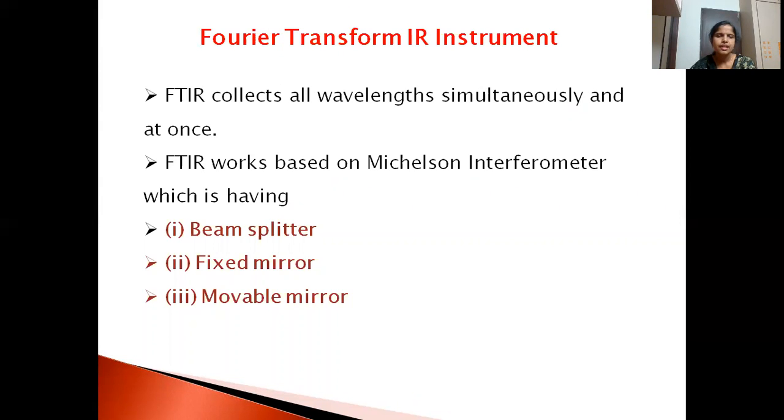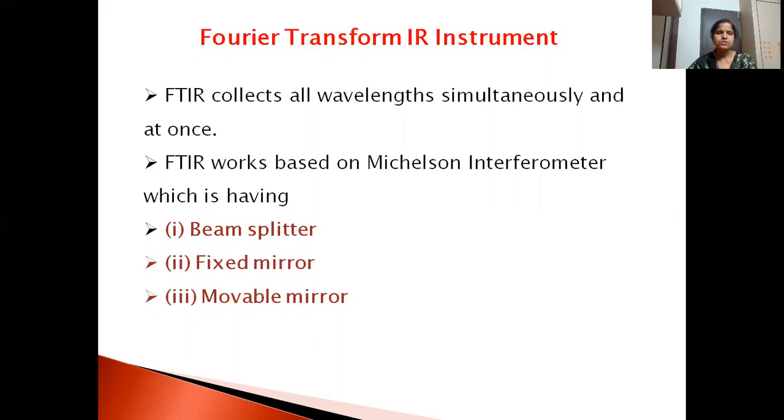So the highly evolved spectrometer is the Fourier transform IR instrument, that is FTIR. Why this is very important is that with FTIR we can get highly resolved IR spectra. What FTIR does is it collects all the wavelengths simultaneously and at once.